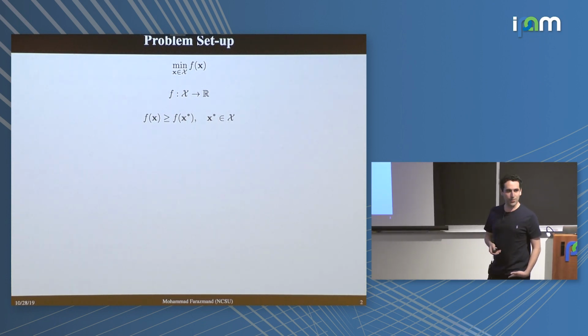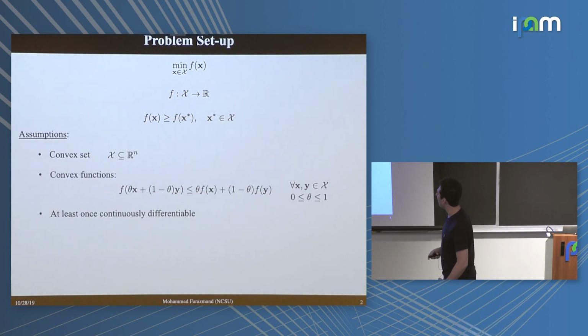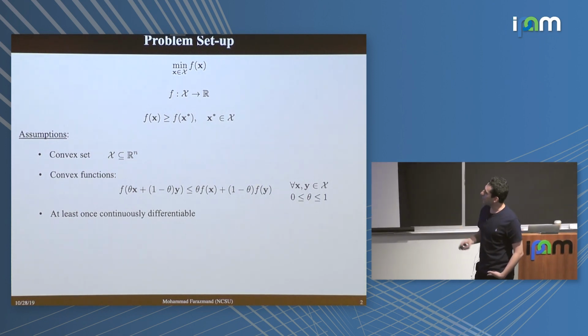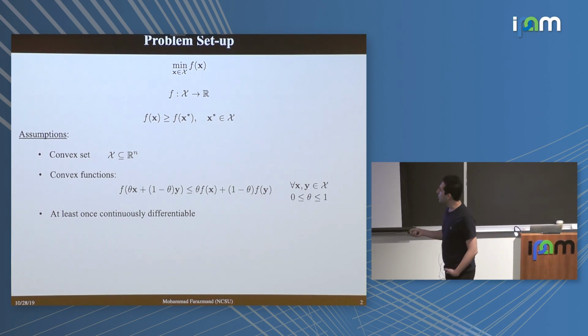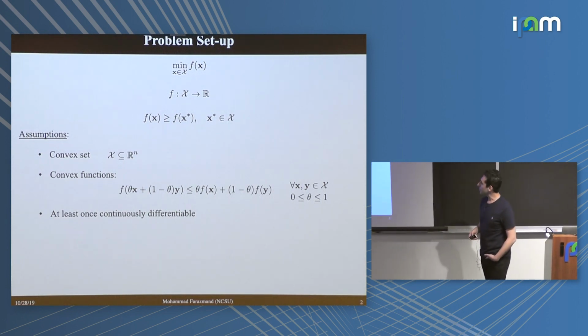Ideally, you would like to stop here and not say much more about the function f, but unless you make other assumptions, any mathematical work on these equations would be futile. So I'll make routine assumptions that people make in convex optimization. I'll assume that the set X is convex. The function f itself is convex also. And because I'll talk about gradient-based methods, I'll also assume that the function is at least once continuously differentiable.